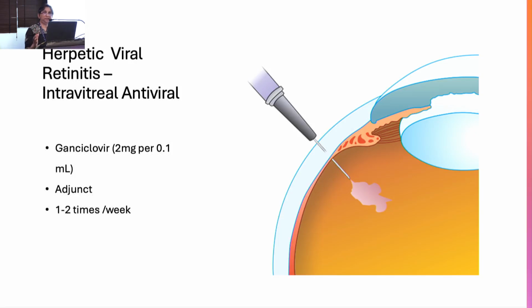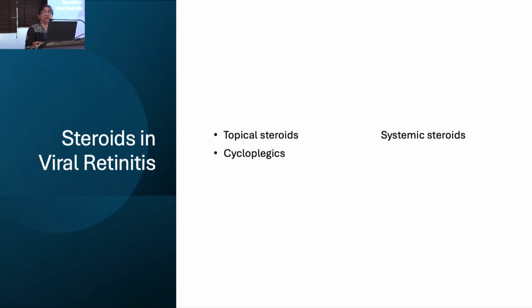In the active phase of ARN, we also like to give injection ganciclovir 2 milligram as an adjunct treatment because the combined therapy is supposed to have better results. We should not forget the role of steroids in ARN because they typically have significant vitritis, vasculitis, and sometimes optic neuropathy. And you should use adequate amounts of systemic steroids under cover of the antiviral.